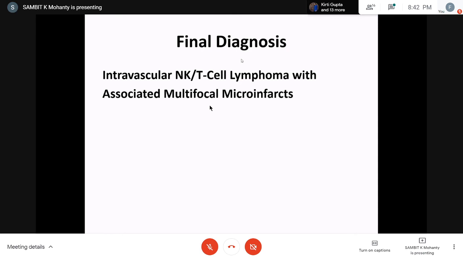And what clone for ALK do you use for this? Do you use the routine one or D5F? No, D5F, Ventana. We use the Ventana.